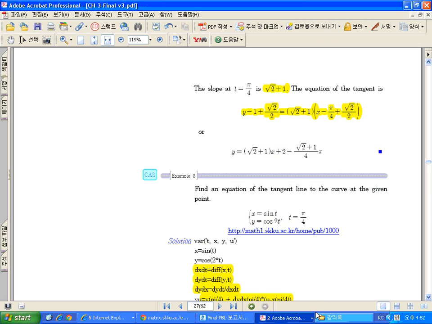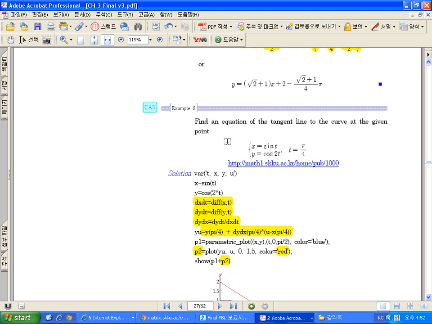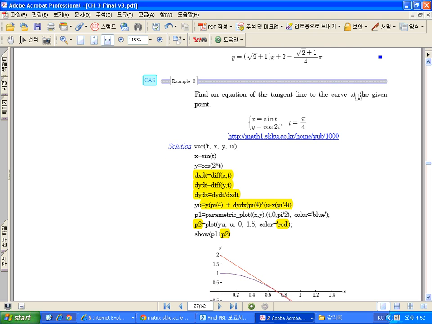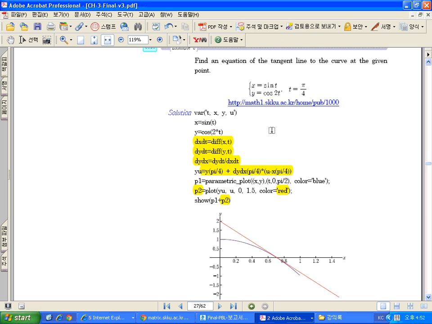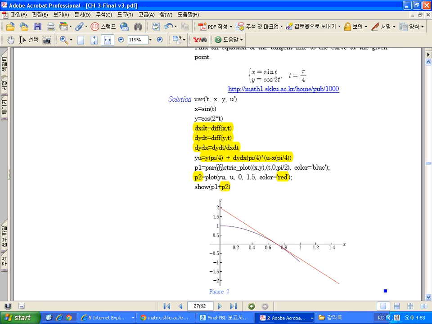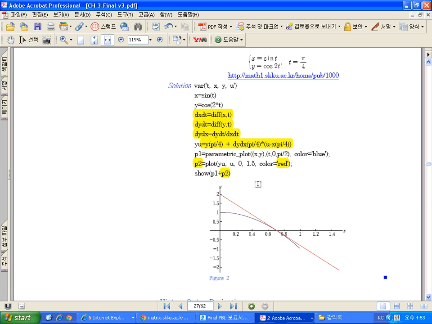Okay. Next, the same problem. Find the equation of a tangent line to the curve at the given point like this. You do the same thing, but the only difference is you may use the Sage command to find the partial derivative of x with respect to t and the partial derivative of y with respect to t separately to draw the tangent line at the given point like this. So you may use the code, or you may change this code to deal with other example or exercise problems.